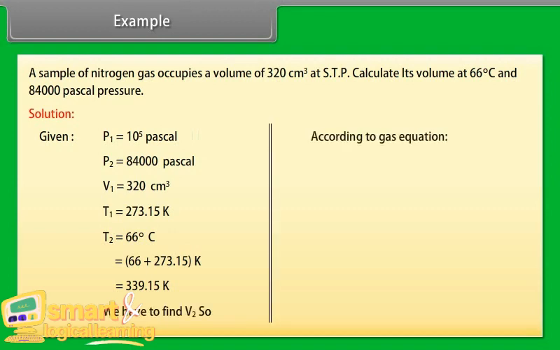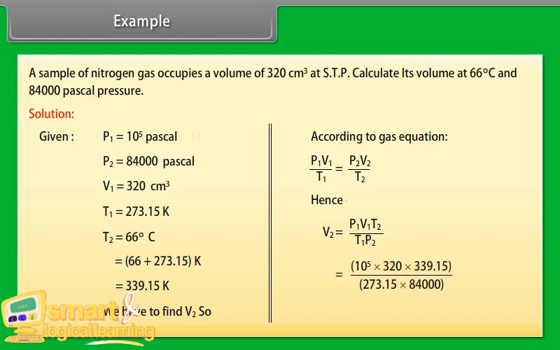So, according to the gas equation, P1V1 by T1 is equal to P2V2 by T2. Hence, V2 is equal to P1V1T2 by T1P2, which is equal to 10^5 into 320 into 339.15 divided by 273.15 into 84,000, which is equal to 473 cm³.